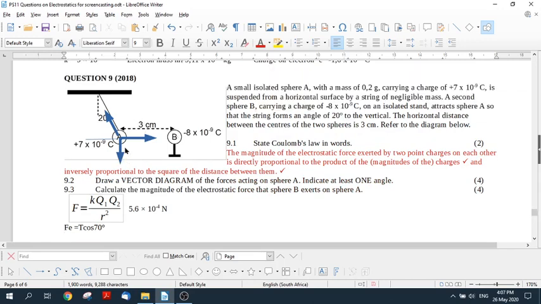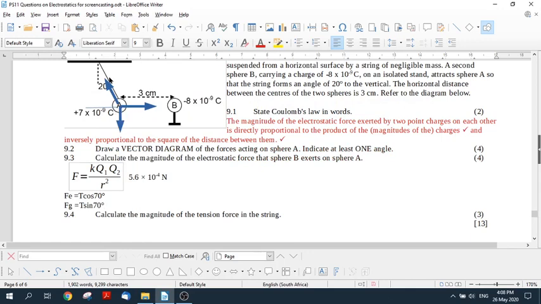So we can say that Fg, which is the weight of the sphere, is equal to T sin 70, okay? Because there's a 70 degree angle here, the vertical component of the tension is going to be T sin 70, and that's going to be equal to Fg. So from this, you can get a value for T, and then if you put the one equation into the other equation, you can end up with Fe equals Fg over sin 70.